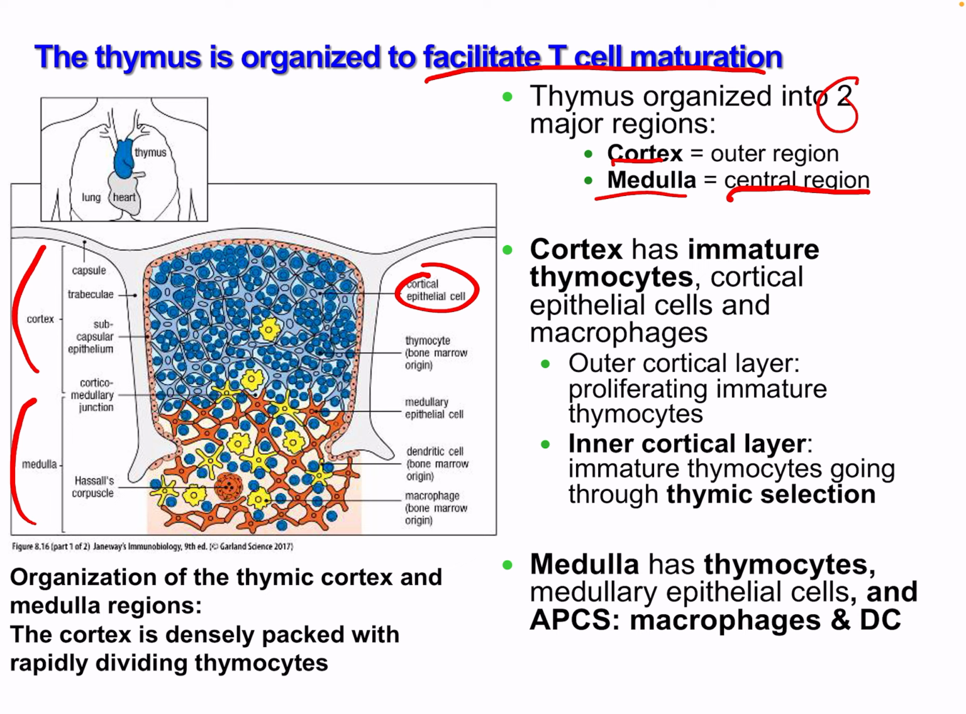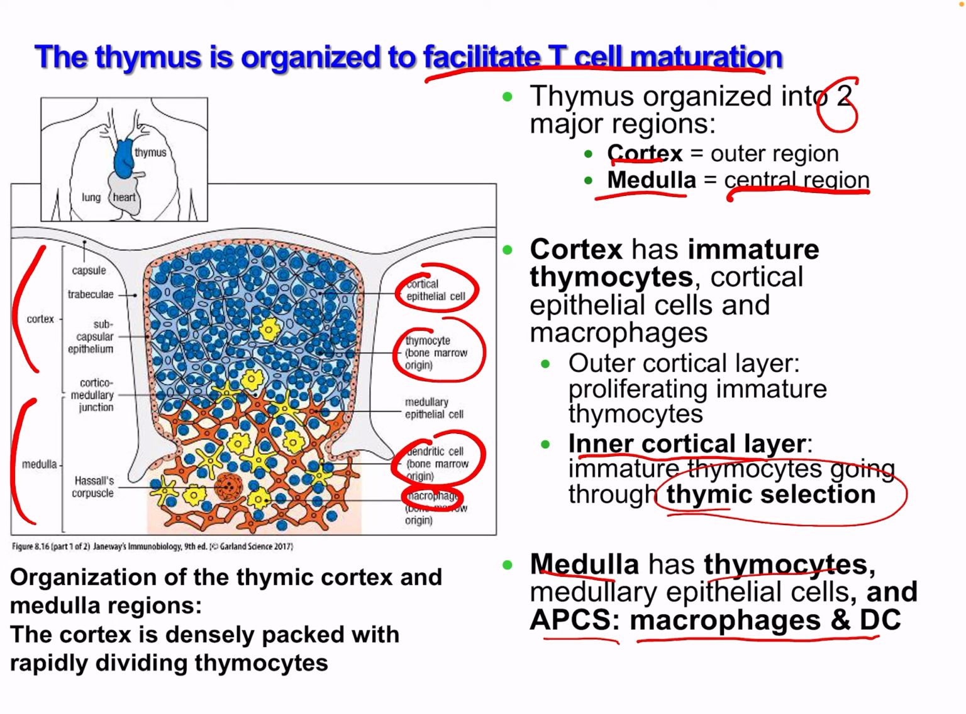The outer layer is proliferating immature thymocytes, and we have an inner cortical layer, which is immature thymocytes going through thymic selection. So again, here are thymocytes. Then the medulla, which has thymocytes, medullary epithelial cells, and APCs, which include our macrophages and dendritic cells. Here we can see the dendritic cells and macrophages. Again, the cortex is densely packed with rapidly dividing thymocytes, so keep that in mind. Oh, sorry, you can see here, just in case you guys don't know, the thymus is located just above the heart there.